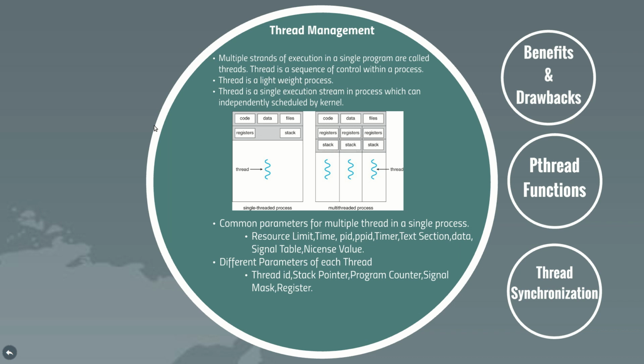The common parameters for multiple threads in a single process are the resource limit, your PID, your PPID, timer, text section, data, signal table, and niceness value. The different parameters of each thread include the thread ID. PPID means the parent process ID, and PID is the process ID. In a single process, your process ID will be the same across multiple threads because you are running in a single process, but your thread ID will be different because there are multiple threads.